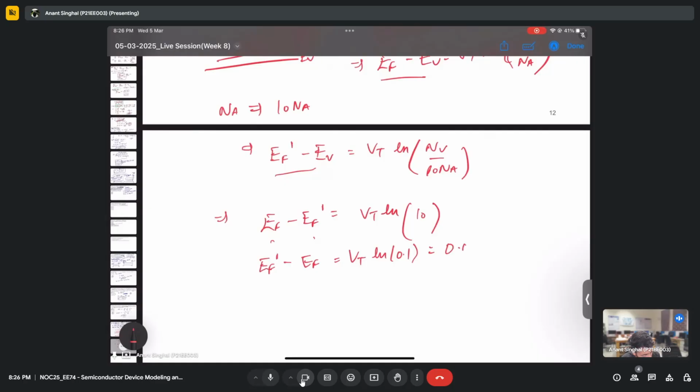So 0.026 times ln 10 with a minus sign. So this is 0.026 times 2.303, which gives 0.05986, so minus 0.059. Using the calculator, yes, that will be the answer. That is correct.